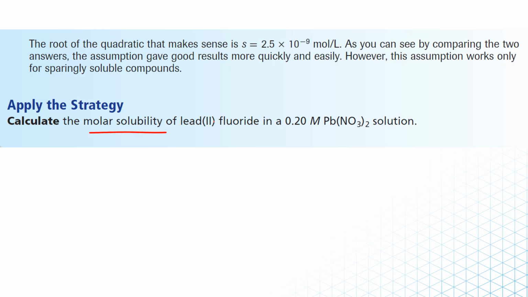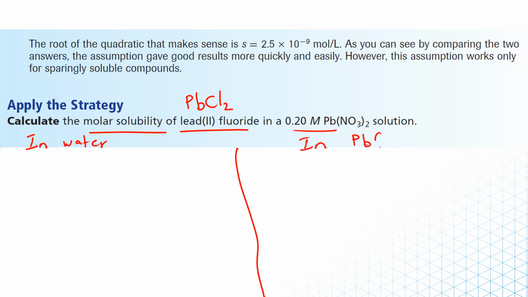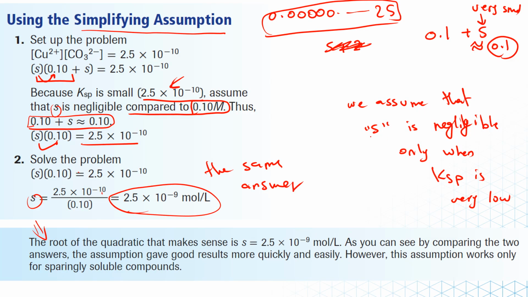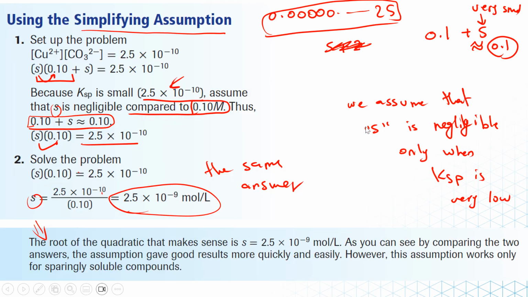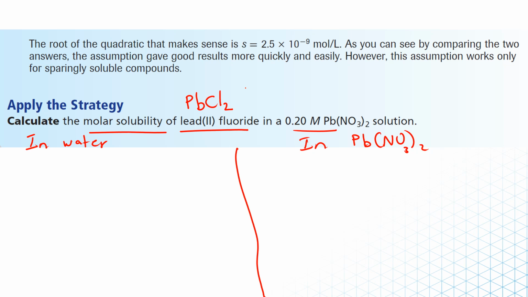There is another example here. It says calculate the molar solubility of lead chloride in 0.2 molar PbNO3 solution. So let's check in water first. Meaning if we dissolve this compound, PbCl2, once in water and once in PbNO3. So let's check here. Do we have Pb? We don't have it. One second. Okay, yeah. So what we need is the KSP of PbCl2.